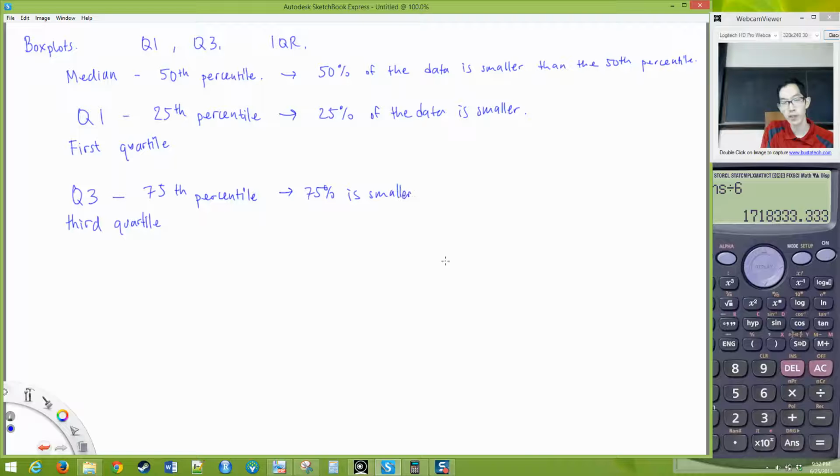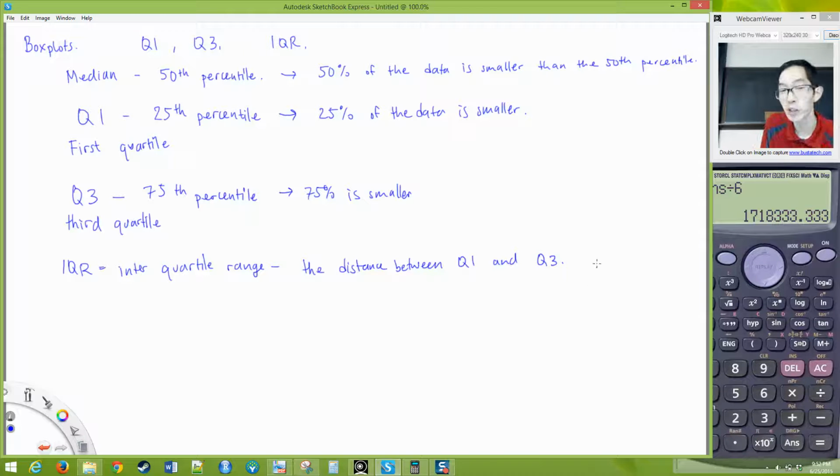The IQR is the interquartile range, and it tells us the distance between Q1 and Q3. So if there's a great distance between Q1 and Q3, then that means the 75th percentile is very different from the 25th percentile. If the IQR is small, then that means the 75th percentile and 25th percentile are not very different.